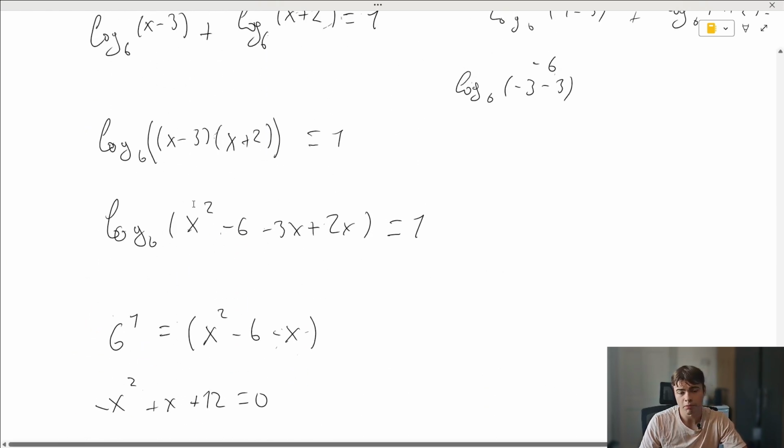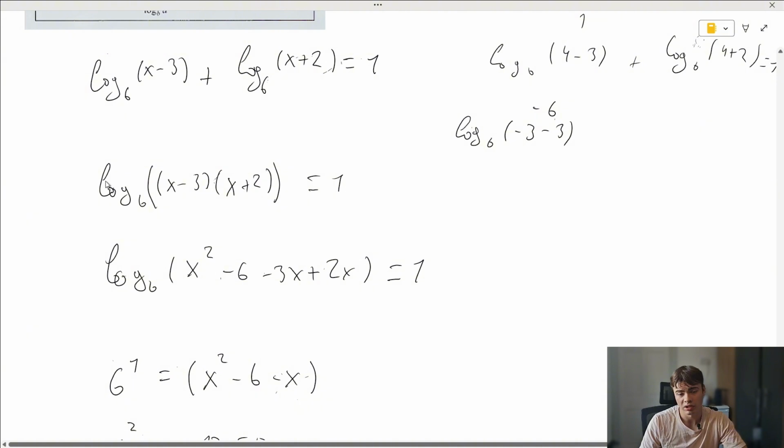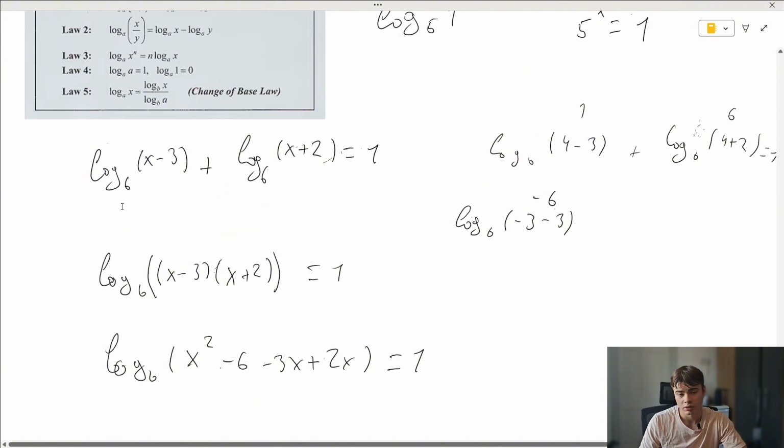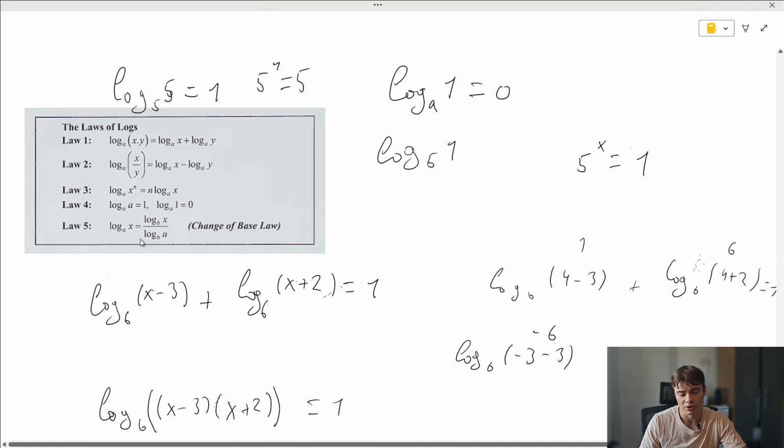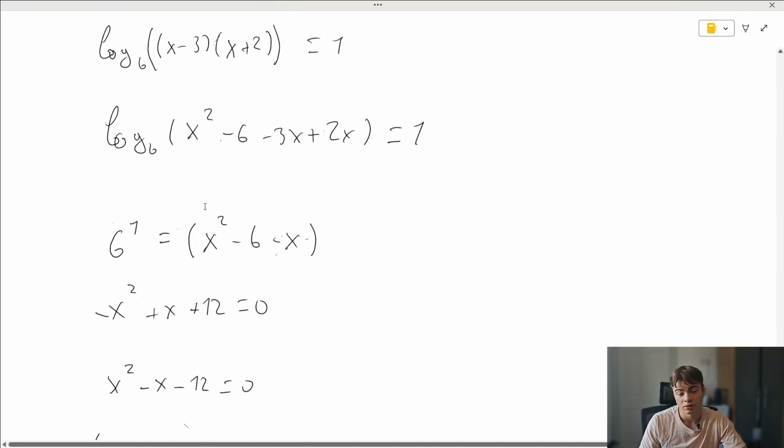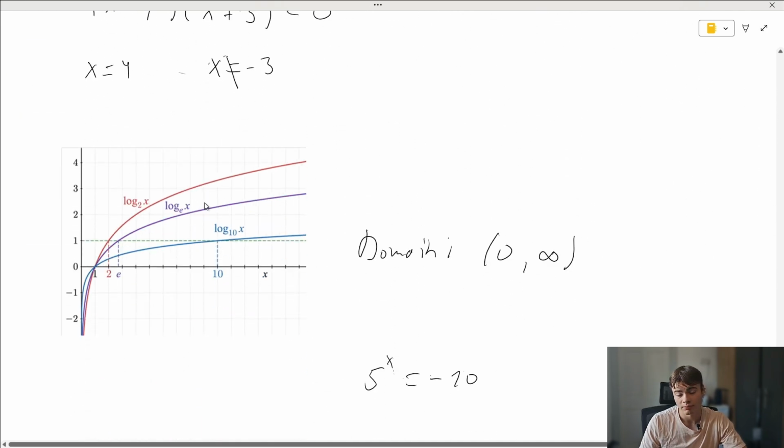You might get this kind of equation in your exam. Usually they don't give you anything complicated. You just need to know what the logs are and to know the laws of logs, or just know that they do exist. That's it.